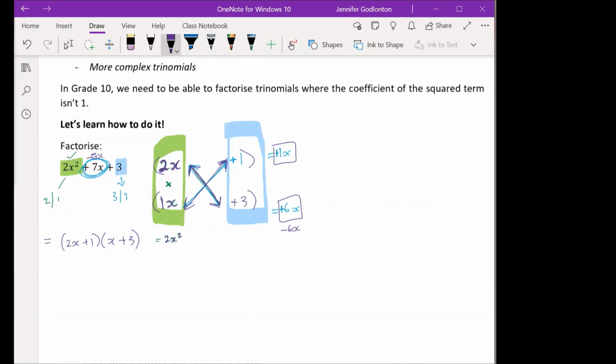We use the signs to get to the number that we're looking for. But remember, the same things apply here. If this is a plus sign, then these two signs have to be the same, and they have to be the same as that sign. So we can also use those things to help us. Okay, ma'am. But we'll do more of these. Don't panic. Okay, thank you, ma'am.